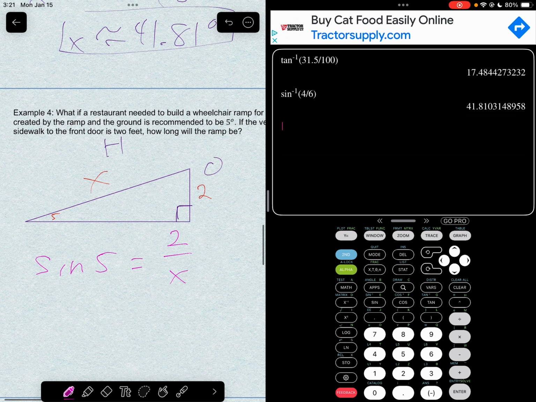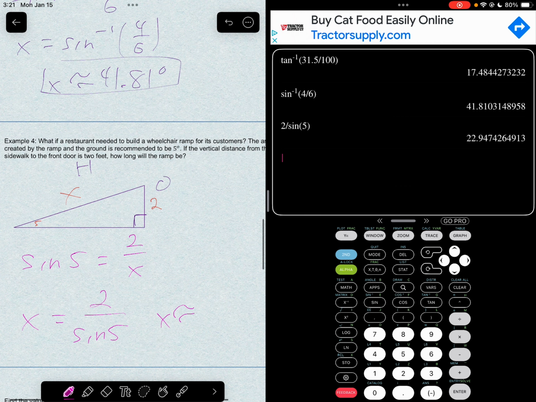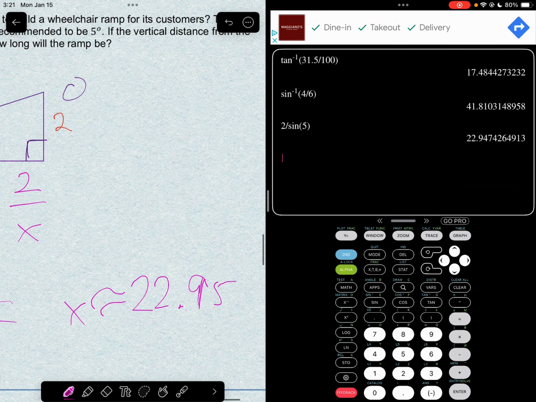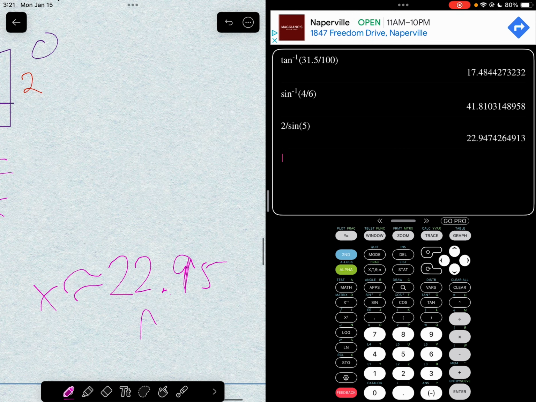Now we're not using inverse because we're not looking for an angle. This is what we learned in our last lesson. When the x is in the denominator like this, we're going to end up dividing. So x equals 2 over sine 5. That's what we'll type into our calculator. 2 divided by sine 5. No inverse necessary here. And our answer is 22.95. And the unit would be feet.